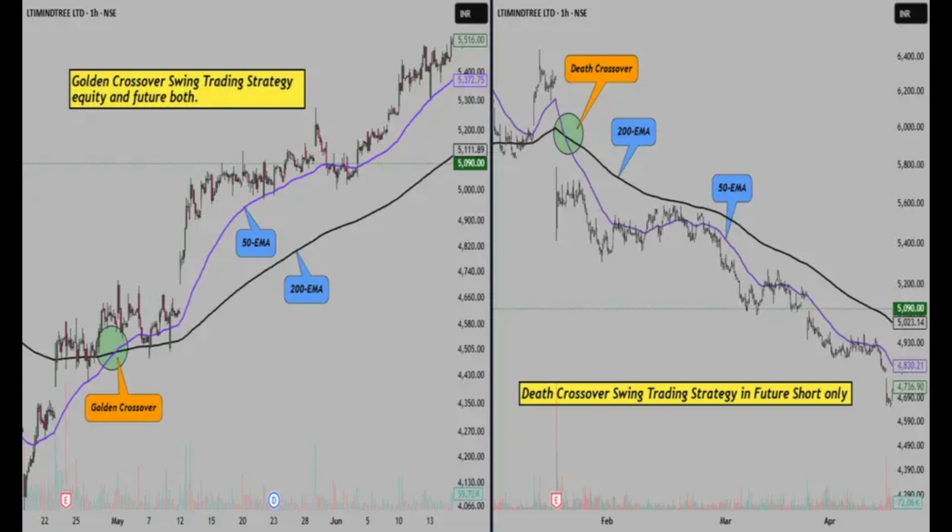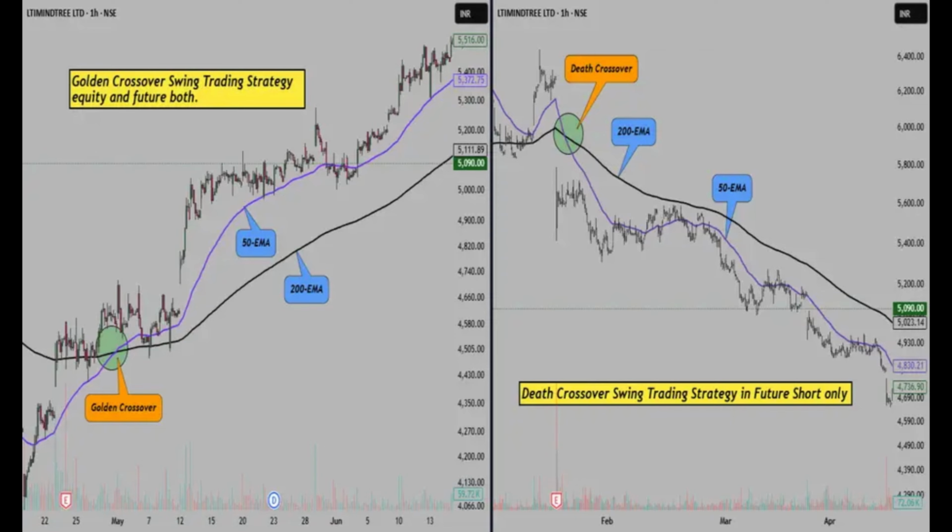The EMA crossover strategy is simple, clean, and time-tested. But remember, simplicity is a strength in trading, not a weakness. The traders who consistently make money aren't the ones using 10 indicators at once. They're the ones who master one or two tools and apply them with iron discipline.